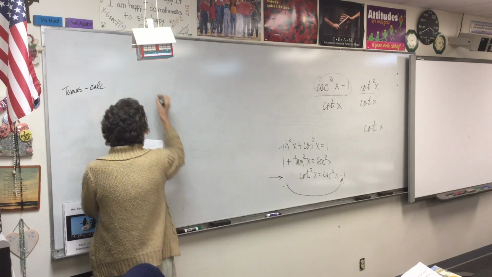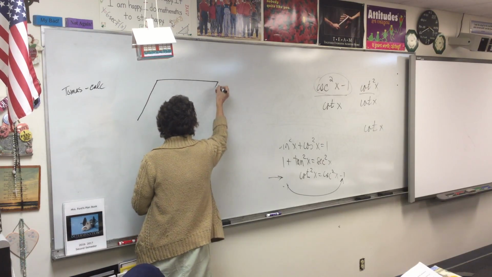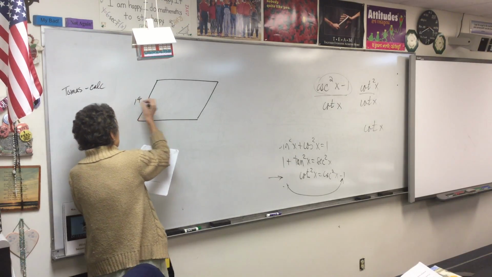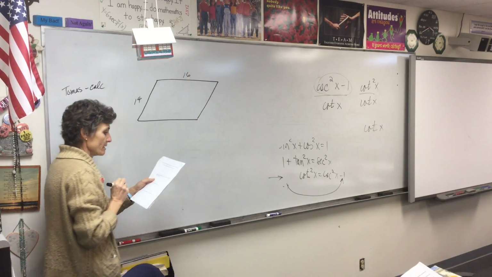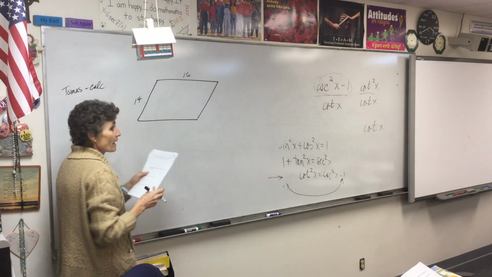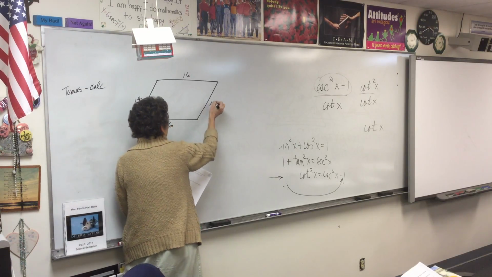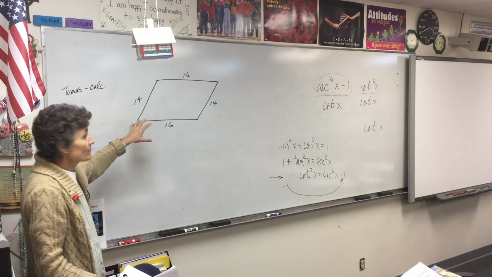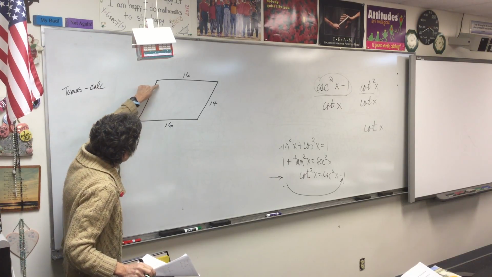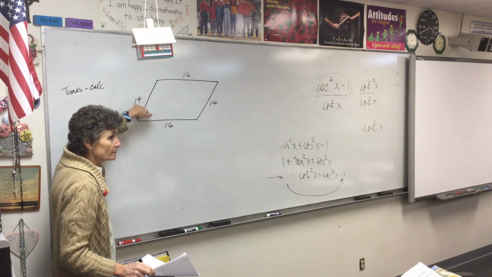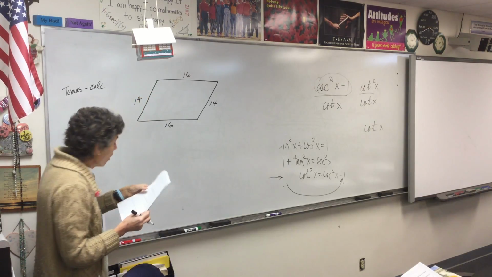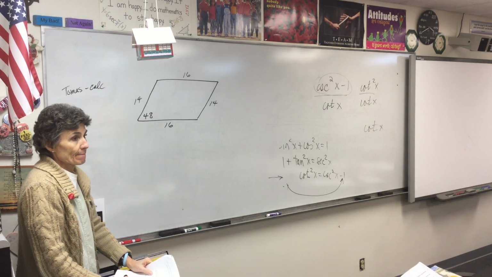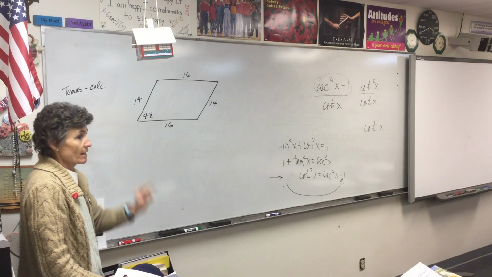Find the area of a parallelogram. Okay, so we have to remember what a parallelogram is. The sides are 14 and 16. And the smaller angle is 48. Now, when you eyeball the parallelogram, can you tell that one of these angles is smaller than the other one? So it says the smaller one is 48. And we're going to find the area of that guy.